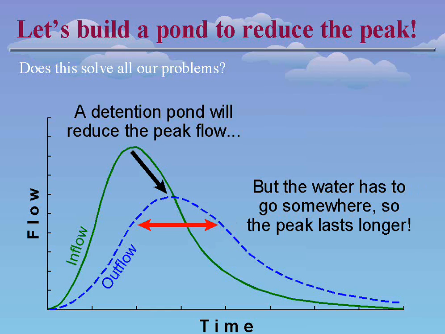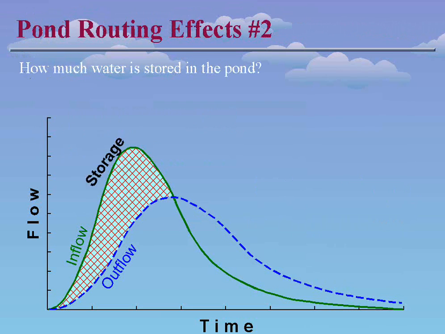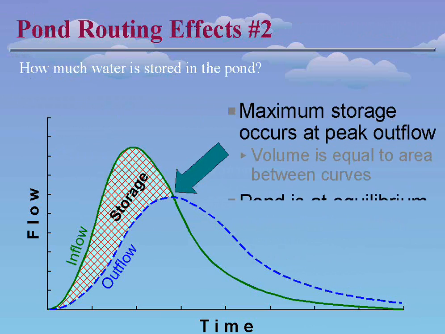The next thing that happens to us with peak widening, and here's our volume, by the way. When you do build a detention pond, the area between those two curves is essentially the volume that we are going to be detaining.